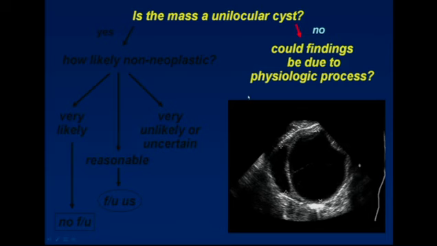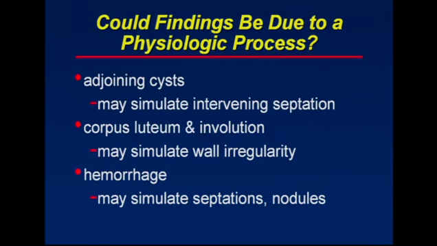Now, back to the algorithm. Let's say you've decided that the cyst or mass that you're looking at is not a simple cyst. The next question then is to say, could the findings that are making you decide that this is not a simple cyst be due to a physiologic process? Well, what are those physiologic processes that can cause concern but really should not?